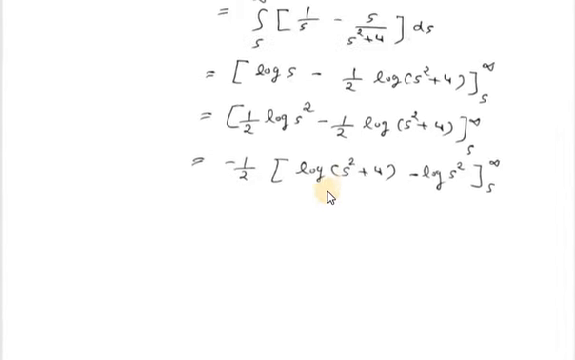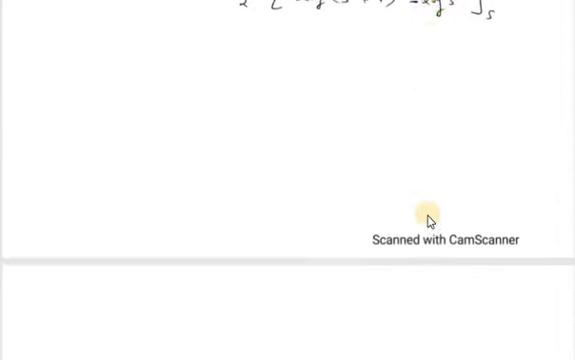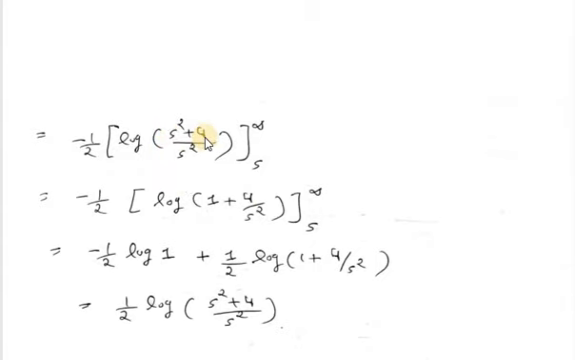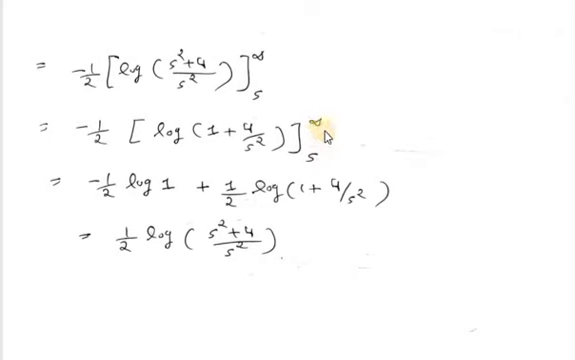Now applying the property of logarithm, log x minus log y equals log x by y. So it becomes minus 1 by 2 into the bracket logarithm of (s square plus 4) divided by s square, and the limit is from s to infinity. Now dividing s square plus 4 by s square, s square by s square gives 1, plus 4 by s square. First of all put the upper limit infinity: 4 over infinity is 0, and 1 plus 0 is 1, so it becomes log 1 multiplied by minus 1 by 2.